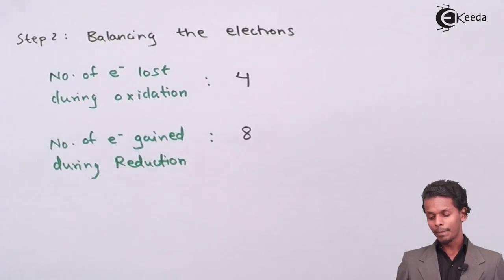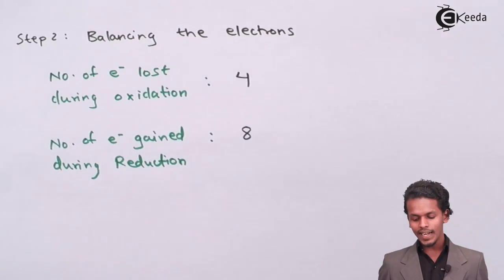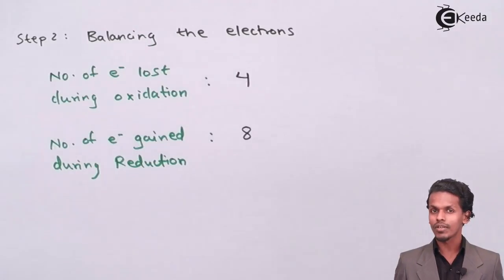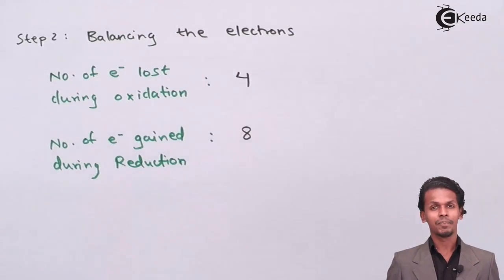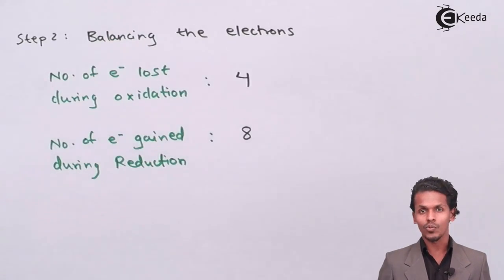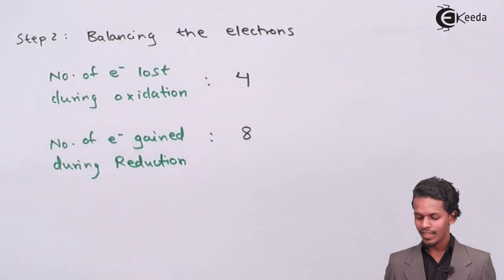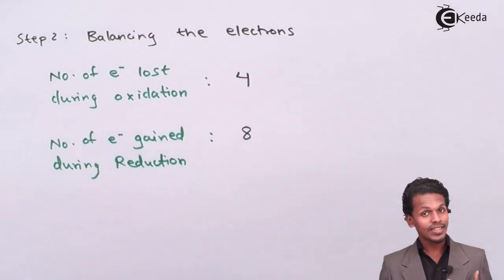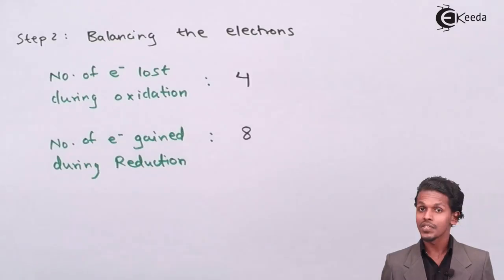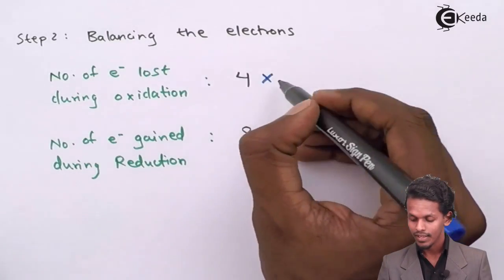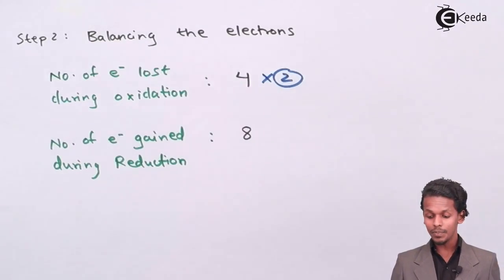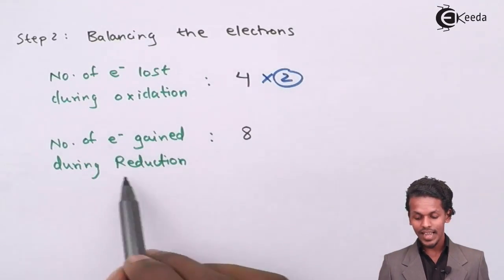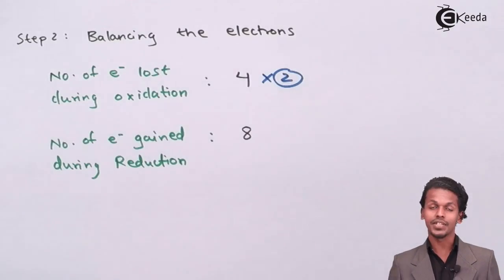But as you can observe here, the number of electrons gained and the number of electrons lost are not the same. One is 4 while the other is 8. I could make it a balanced one. How? If I multiply this equation, or this oxidation reaction, by 2, and I'll keep the reaction which is showing reduction as it is.